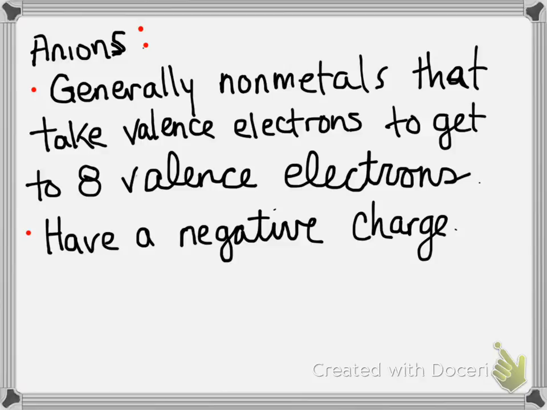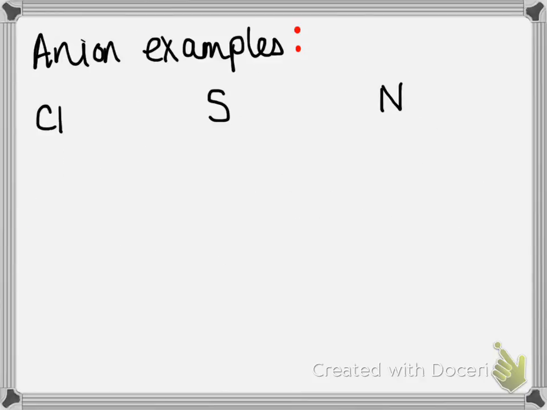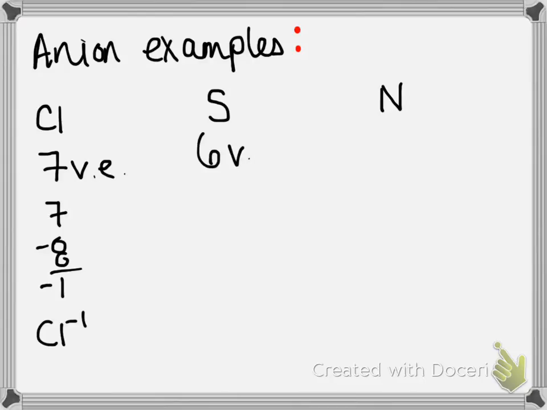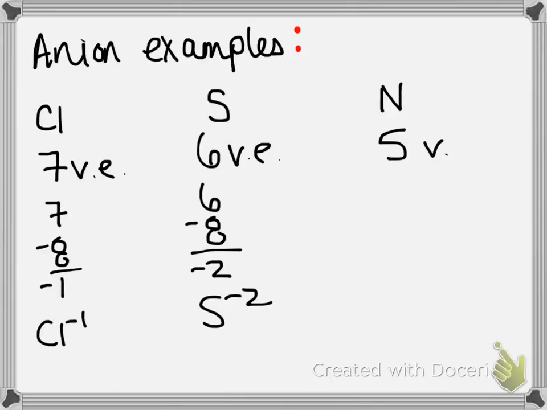We can do the same thing that we just did with cations and determine what the charge is going to be. Chlorine here has 7 valence electrons, and because it's closer to 8 in this case, you can set it up as a subtraction problem of 7 minus 8 to give you a -1 charge. So chlorine is a -1. Sulfur has 6 valence electrons, so it will be 6 minus 8 to become -2. Nitrogen has 5 valence electrons, so it will become 5 minus 8 to become a -3.